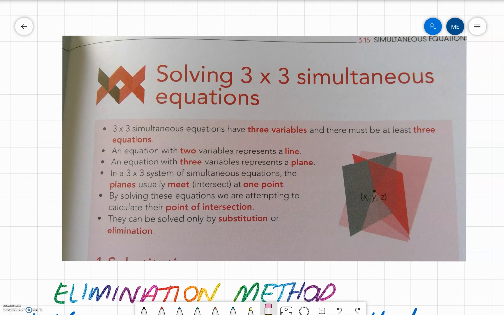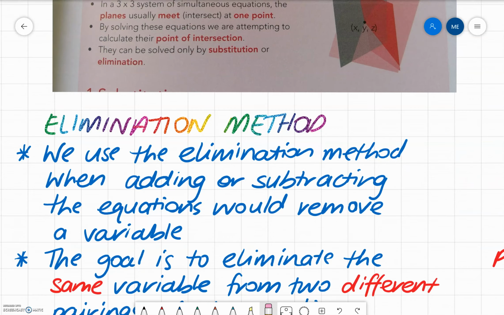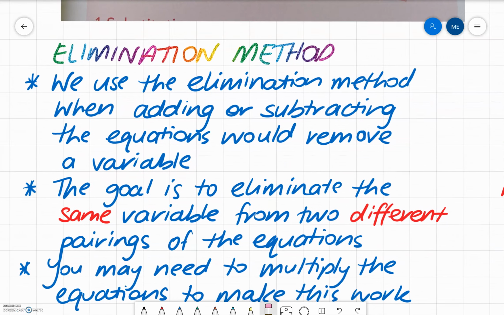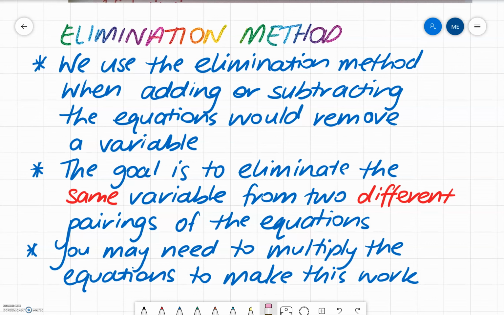So the three equations have three variables which form a plane, and they all tend to intersect at one point, and that's what we're trying to find. We use the elimination method when adding or subtracting the equations would remove a variable. The goal is to eliminate the same variable from two different pairings of the equations.